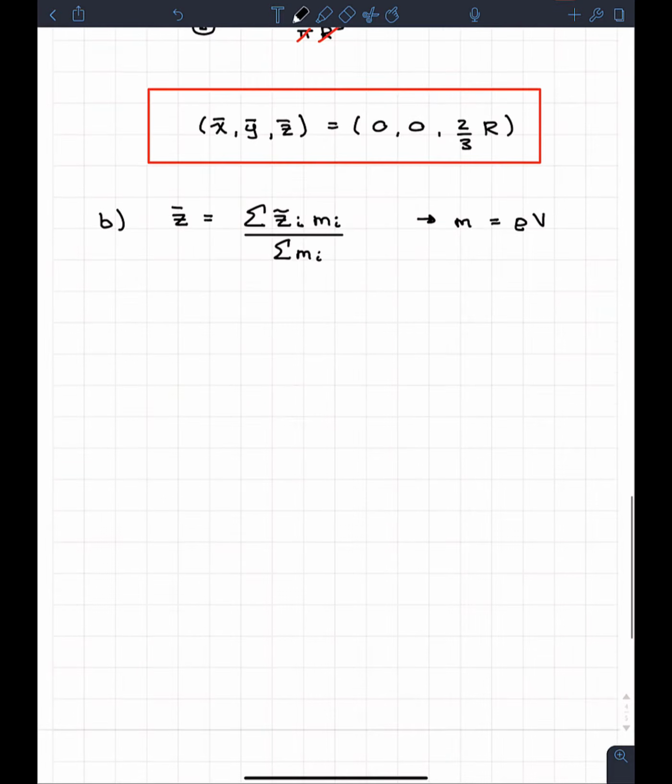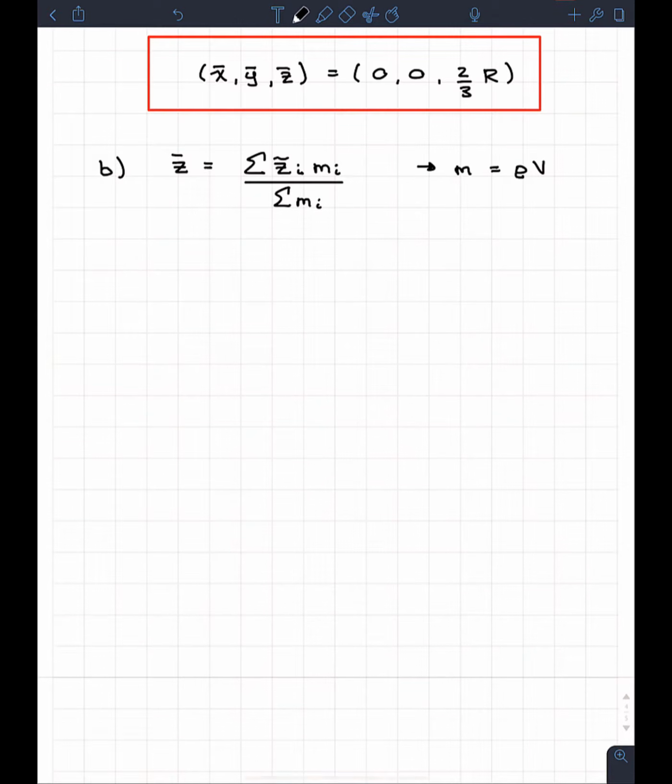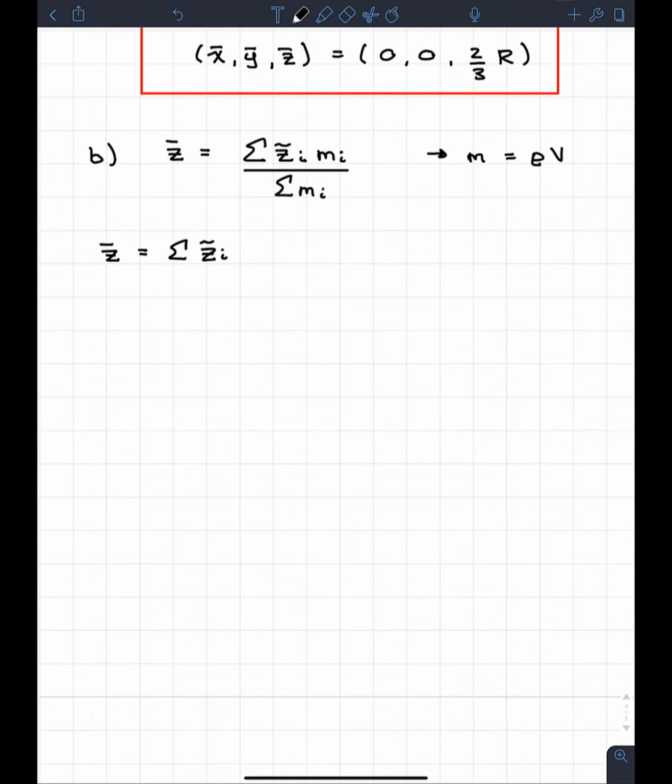So we can make a nice table because this formula now becomes this. Z bar is going to be equal to the summation of Z squiggle I times rho I times VI, all divided by the summation of rho I times VI. So I'm going to make a nice little chart for all these and start taking the summations of all of them, which are kind of really boring, but we can do it.